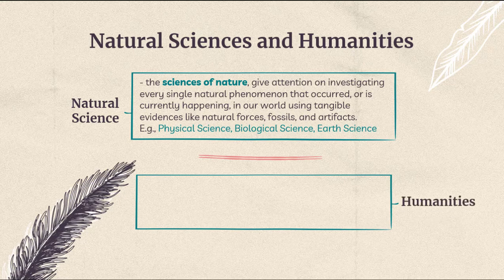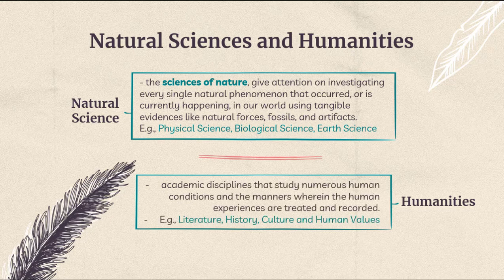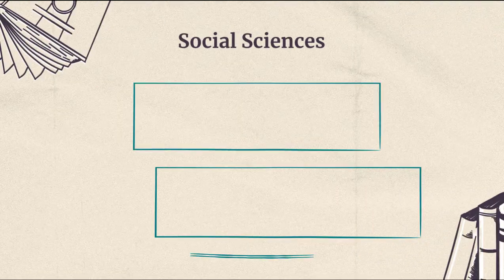Humanities, on the other hand, are academic disciplines that study numerous human conditions and the manners wherein the human experiences are treated and recorded. For example, humanities focus on literature, history, culture, and human values as experienced by the person. So, what are the differences among these bodies of knowledge?